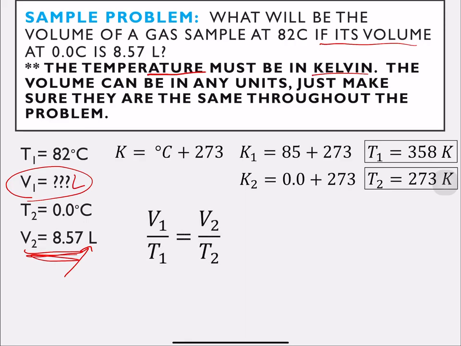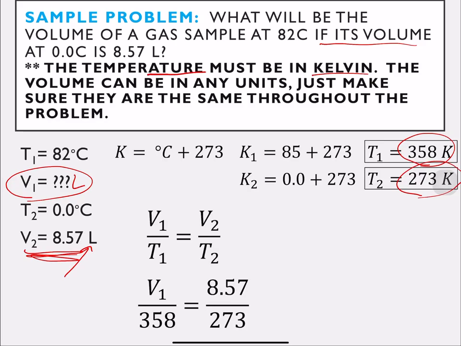Write down that equation. I've got my numbers, right? I know that I'm looking for V1. My T1 is over here at 358. My T2 is over here at 273. And then, of course, we know that the problem gave us the 8.57. Now, 0.00 gives us a little bit of an issue with sig figs. All significant figures are based off of non-zero numbers, and that doesn't have any non-zero numbers. So just kind of ignore it and look at the other two. This is 2 sig figs, and this is 3 sig figs. So we know our final answer has to be rounded to 2 significant figures.